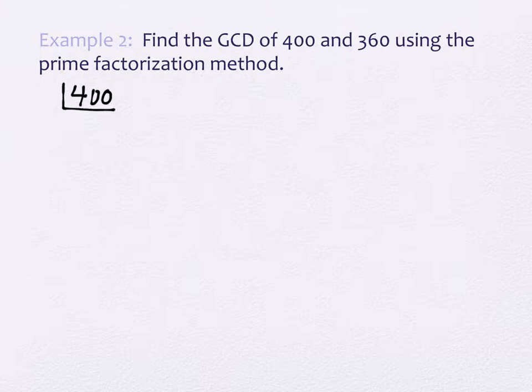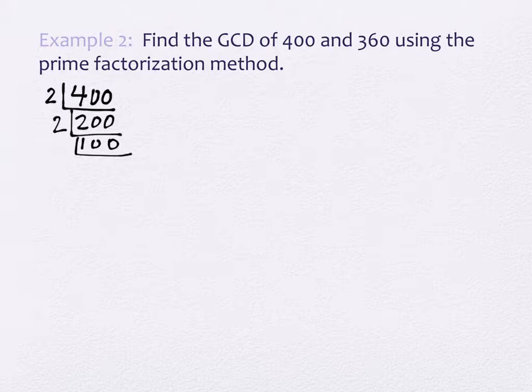So what I do is I look at this and find the smallest prime number. It did say prime factorization, so you do need primes for this particular part. The prime number that goes into 400 would be the number 2. And I divide. And then I can divide by 2 again. And again.